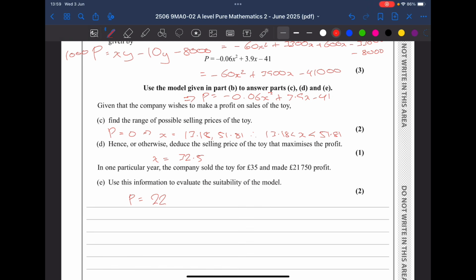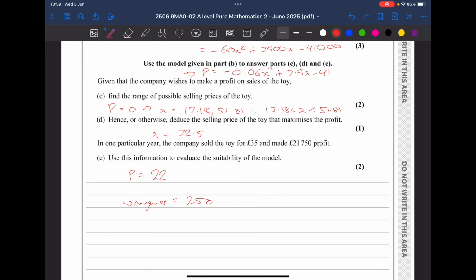So what we can say is that the difference, how wrong it was, so the wrongness, was 250 quid. So what percentage is that? So 250 quid out of the 21,750 that they actually made. So 250 over 21,750. If we times that by 100 to get a percent, what we have is that they are off by 1.15%.